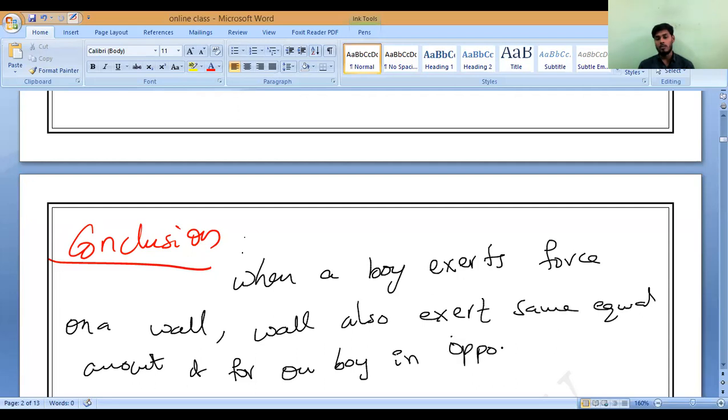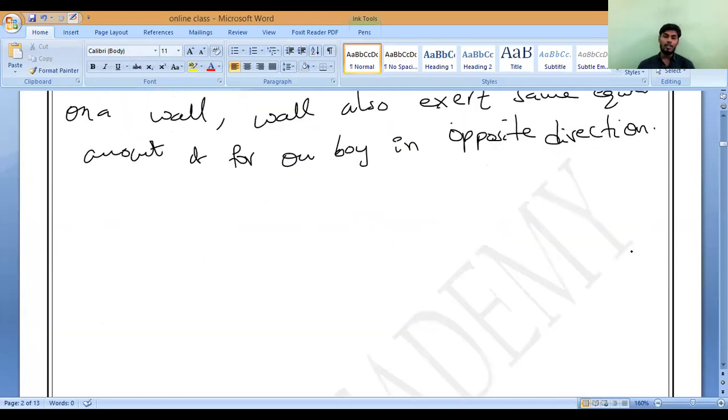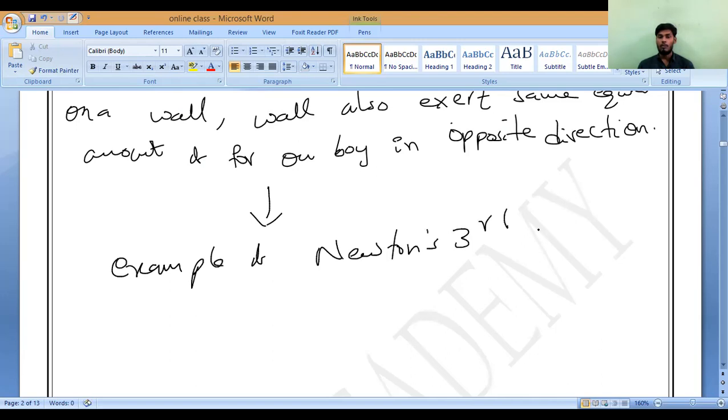Is it yes or no? That is what is most important. Yes, sir. Opposite direction. So this is what we are concluding from this given example. This is the illustration of Newton's third law of motion. So by this time you may understand Newton's third law of motion. What is Newton's third law of motion?